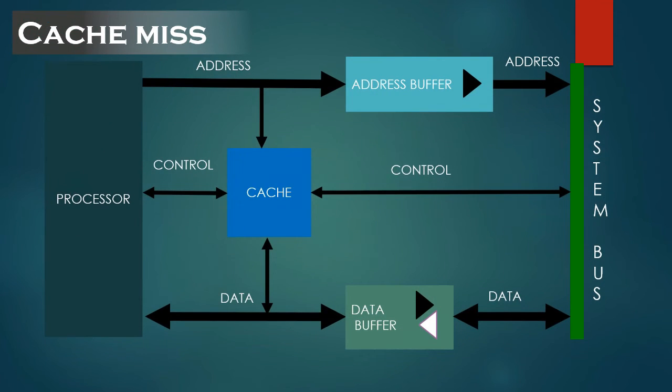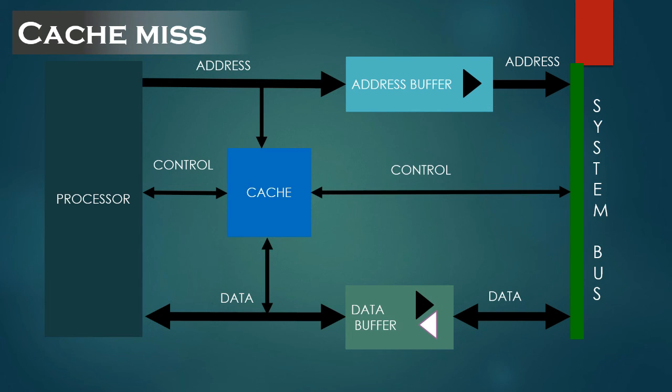Now let's see what a cache miss is. Look at the diagram. As we can see, the violet-colored shape travels along the lines from the address lines, passes through the address buffer, and the desired address is loaded onto the system bus, and the data are returned through the data buffer to both the cache and the processor.